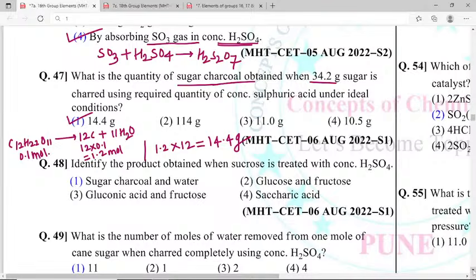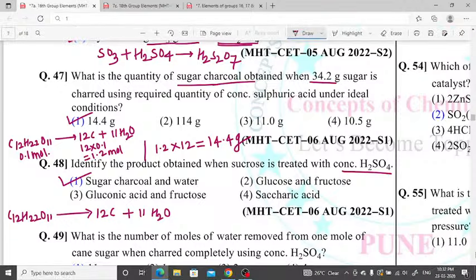Okay, clear? Next question 48. Identify the product obtained when sucrose is reacted with concentrated H2SO4: sugar charcoal and water. Same question. C12H22O11 when reacted with concentrated H2SO4 gives 12C plus 11 water. It is called sugar charcoal. Question number 48 and 47 are both similar, reaction based questions.